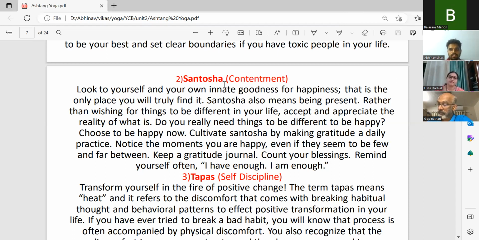It's a beautiful thing. What he's saying is, whatever you have, be happy with whatever you have. That is santosha. I have enough and I am enough.